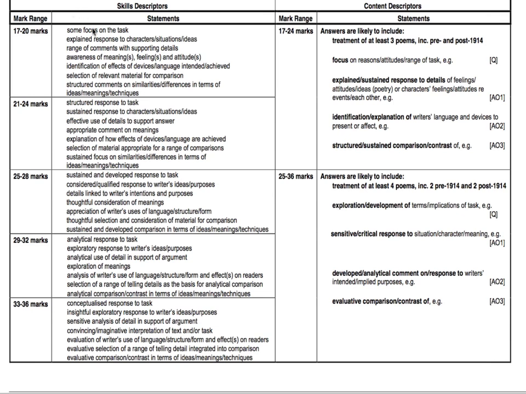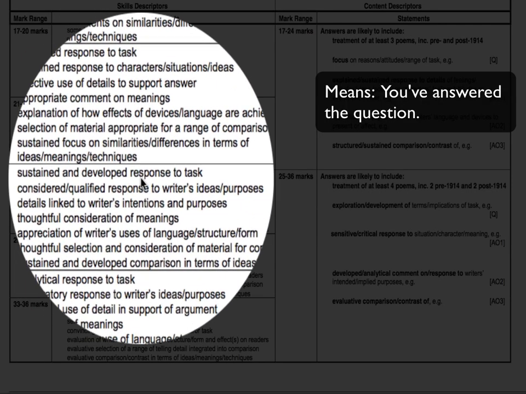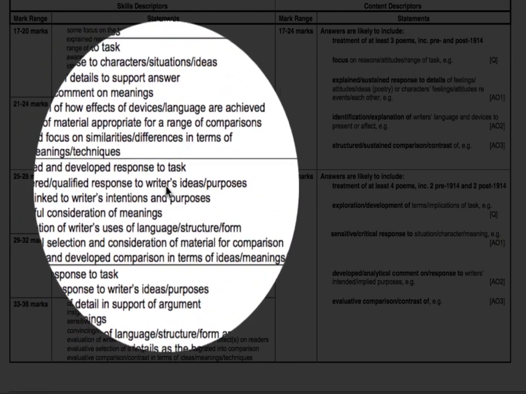Now, each one of these is a different area, so let's just look at a B grade so you can imagine yourself what comes above and what comes beyond it. Sustained and developed response to the task, well, we've just gone through that. Considered and qualified response to the ideas and purposes.